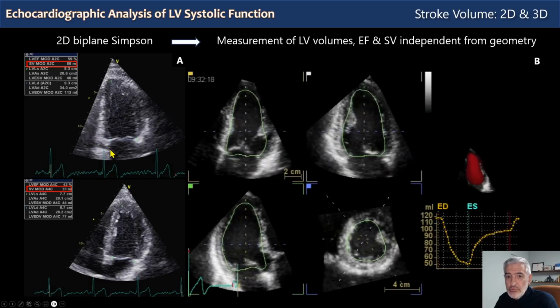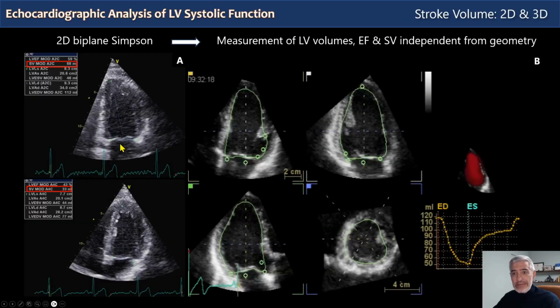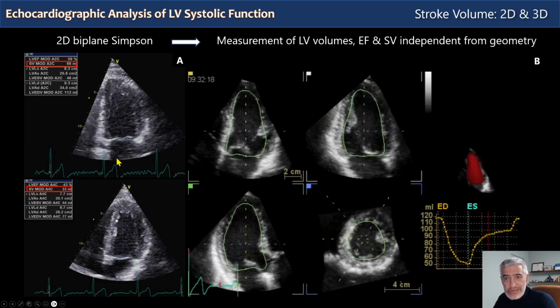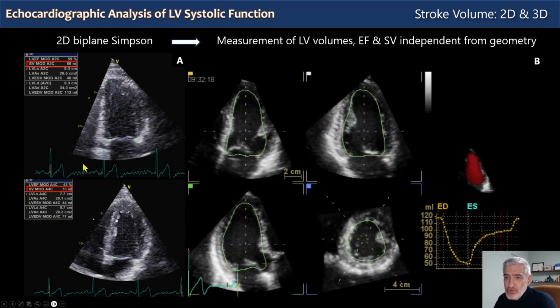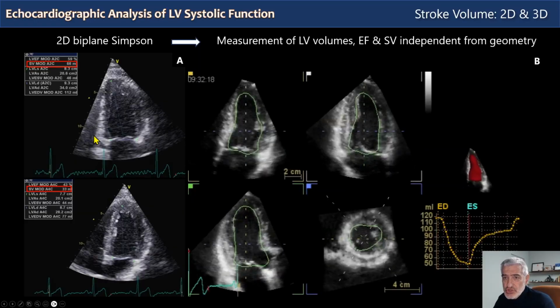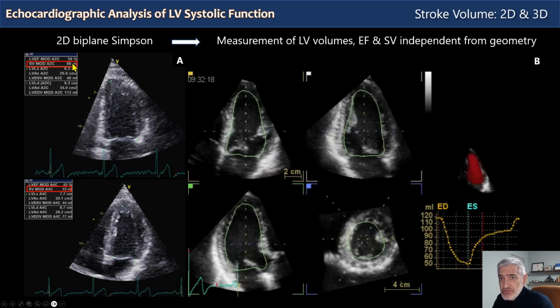Now, stroke volume can also be measured using 2D volumes. You see here 2 views, in the apical 4 and 2-chamber views, which show the calculated monoplane stroke volumes.